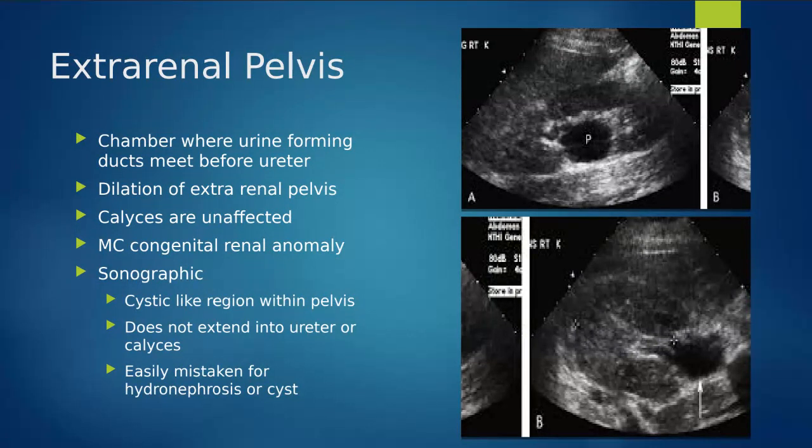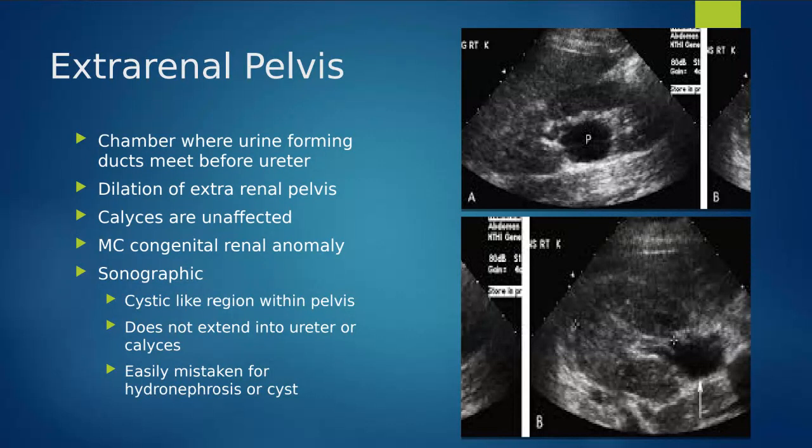The calyces are going to be unaffected by this, so it's not going to result in hydronephrosis. It's not going to result in a backup of fluid. It's kind of just like a little extra pocket where fluid can kind of get trapped, but it's not going to affect the actual drainage of the kidney itself. It's going to be the most common congenital renal anomaly, so that's a really big registry question that you will be asked. On ultrasound, we're going to see a cystic region right within that mid portion of the pelvis.